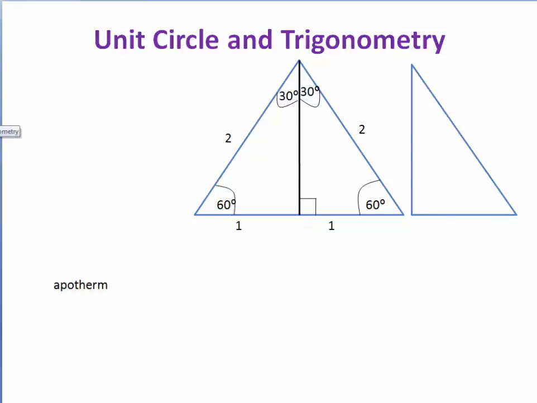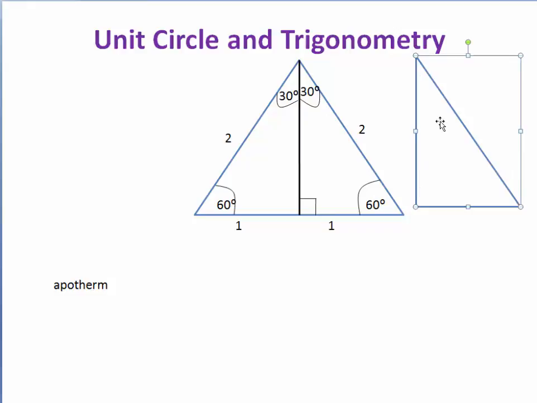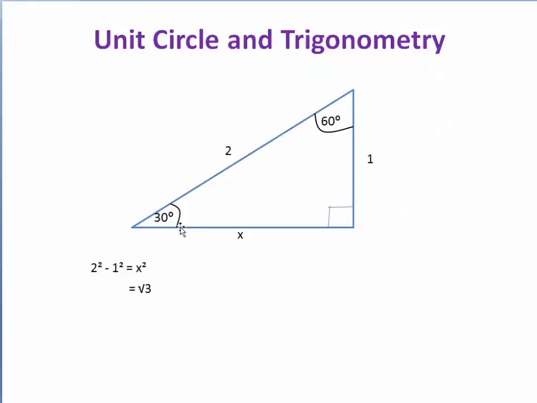Divide this equilateral triangle into two with this apothem, which divides it into two. We've got a 30 degree, a 60 degree, and a 90 degree. So this is the half that we're going to use. We put it on its side. When we do that, we get this as the 30 degrees, 60 degrees, 90 degrees. And we want to work out this length, which was the apothem that we drew.